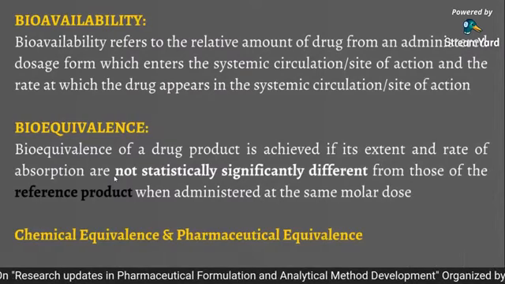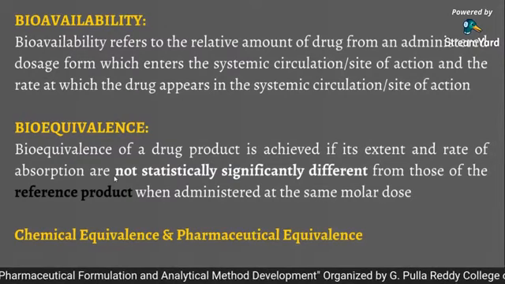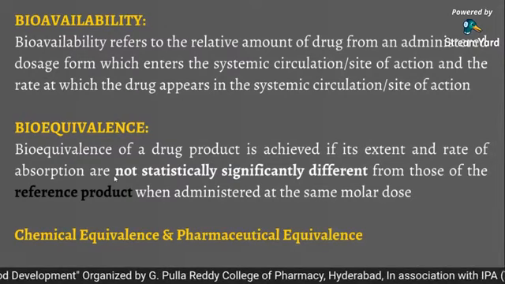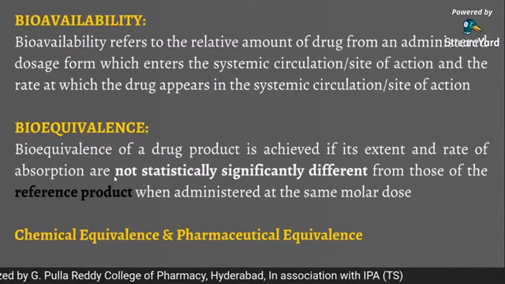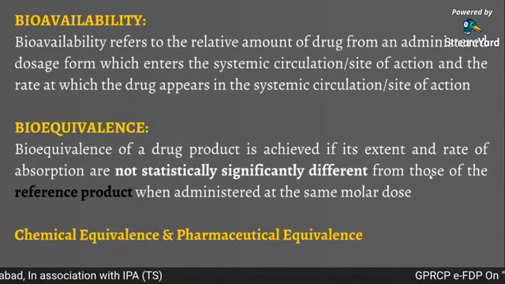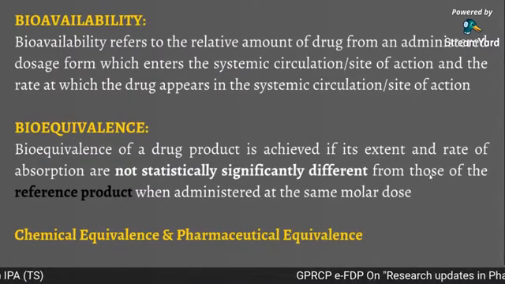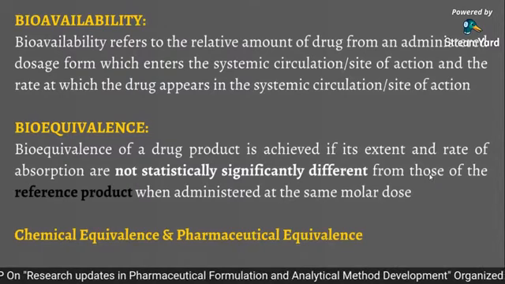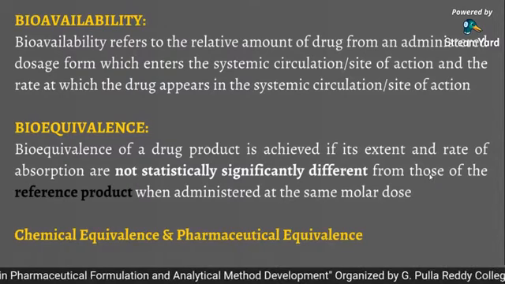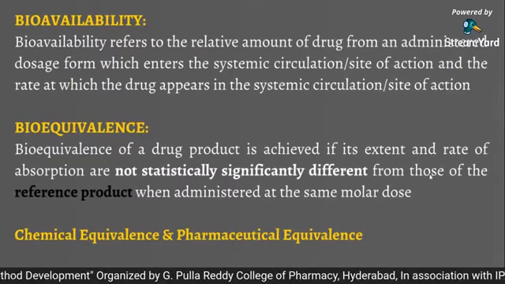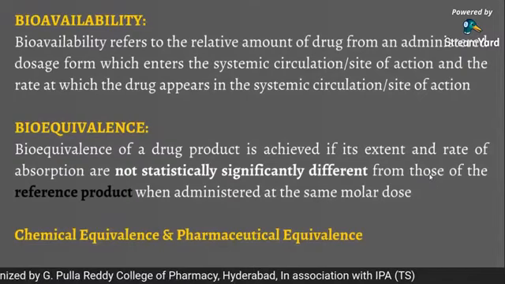Because as I told you, rate and extent of the drug that enters into the systemic circulation is known as bioavailability. Rate and extent, these are the two parameters. Cmax will give you the rate of absorption, and AUC will give you the extent of absorption. For rate of absorption, Cmax; for extent of absorption, AUC. These two parameters are very important in establishing the bioequivalence. Cmax should be same, AUC should be same.